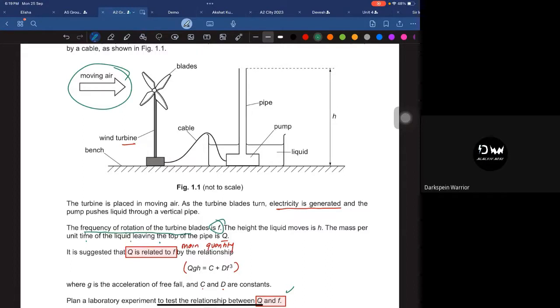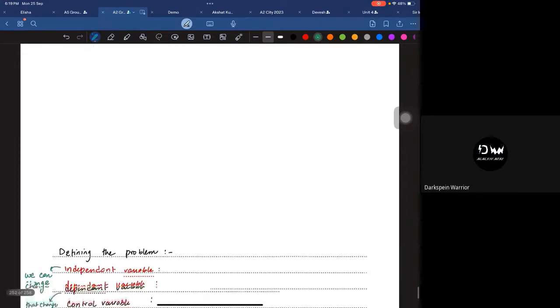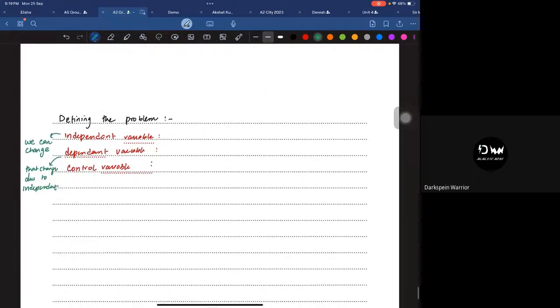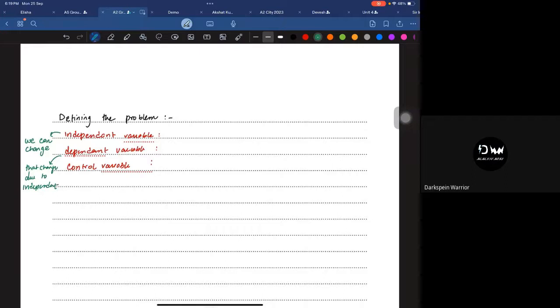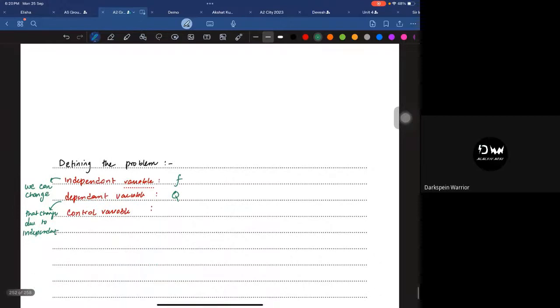Yes. So this means in this one the independent variable is what I can control, which is F, and Q would be the dependent variable. Now what do we need? Sir, in this case, since we can't directly control frequency, we can control the strength of the moving air and as a result the frequency. So shouldn't we write the moving air strength?